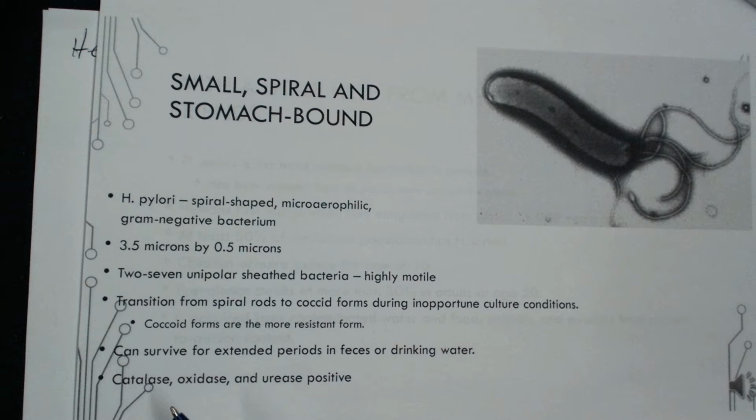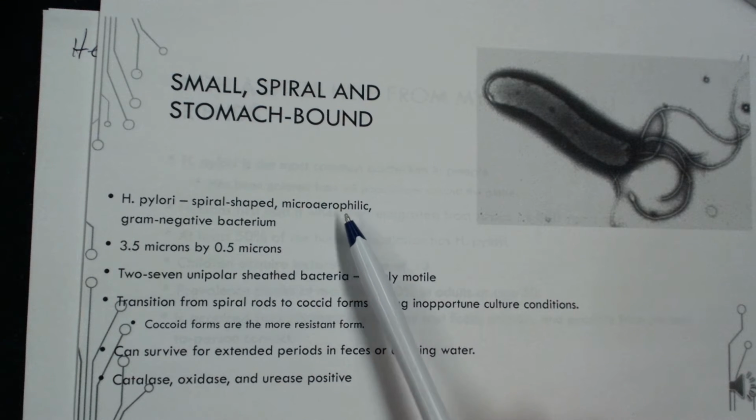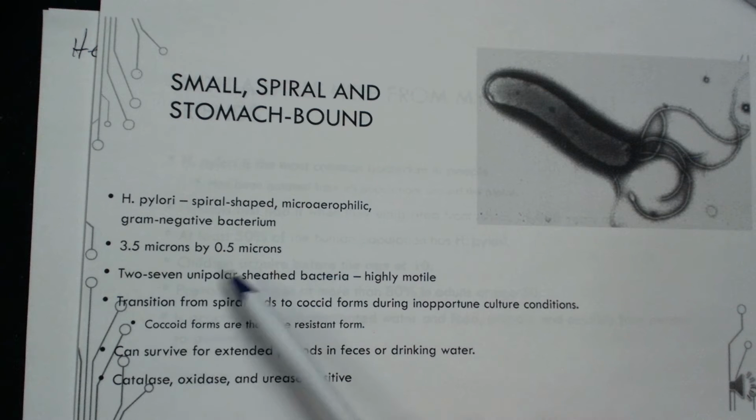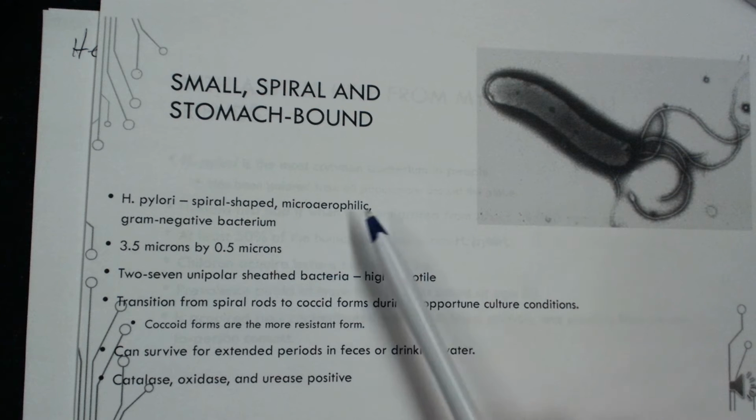So it's positive for catalase, oxidase, urease. Can survive for long periods of time in drinking water or feces. It can transition to coccoid forms, and the coccoid forms seem to be a resting resistant form, but it does not make spores. This is a microaerophil, and you have these 2 to 7 flagella at the end.